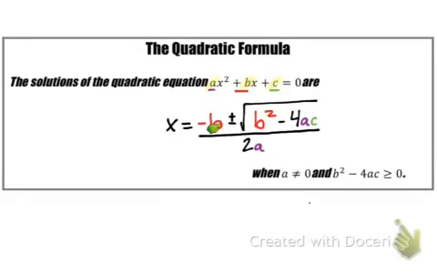So we have the opposite of b plus or minus the square root of b squared minus 4 times a times c, and this is all being divided by 2 times a. So all the letters are the coefficients of x squared, x, and then the constant of c.